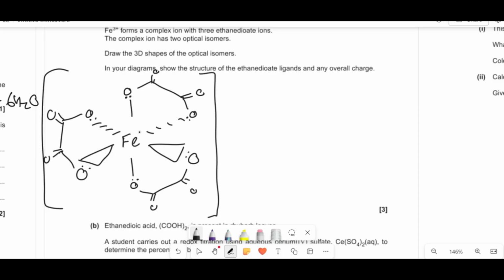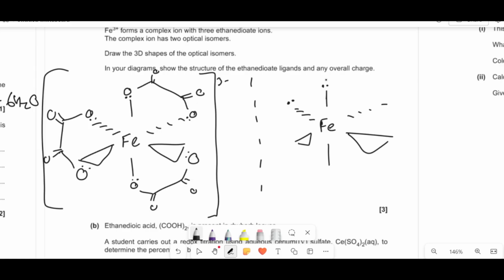It's Fe3+, right? But remember that we've got 3 bidentate ligands, and they're all 2 minuses, right? So it's going to be 3 plus 6 minus, so it's going to be 3 minus overall, and then the other optical isomer that we have to draw is the mirror image of this whole thing. So we do that. Same thing. Start off by just drawing those dotted lines and dashed wedges and all that jazz, and then just mirror it.